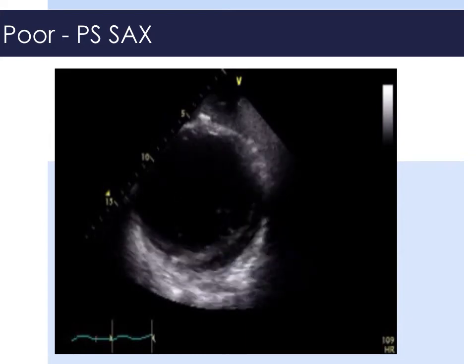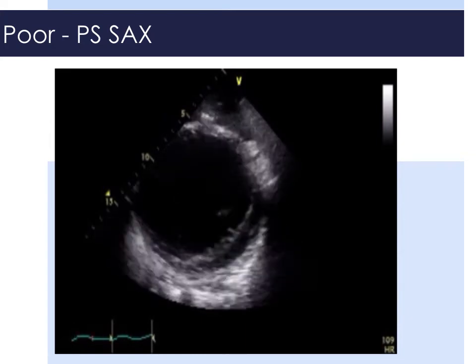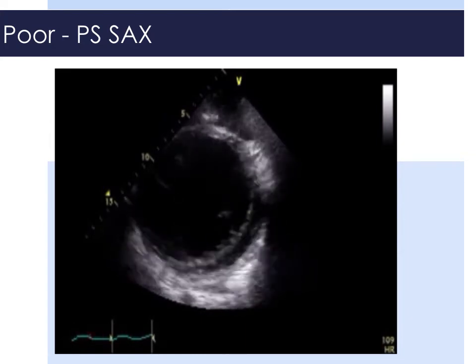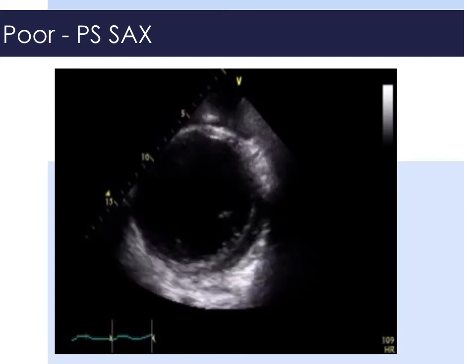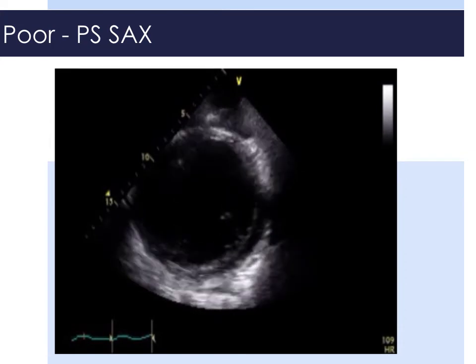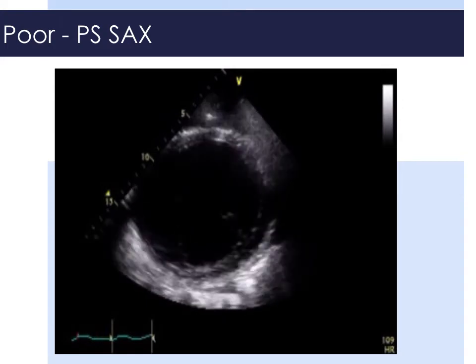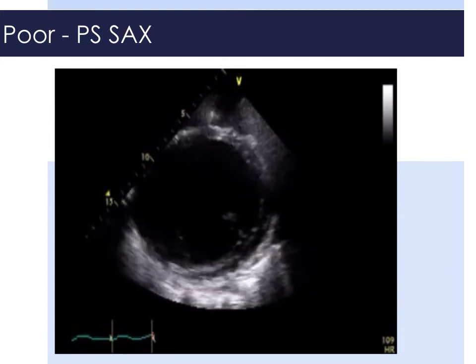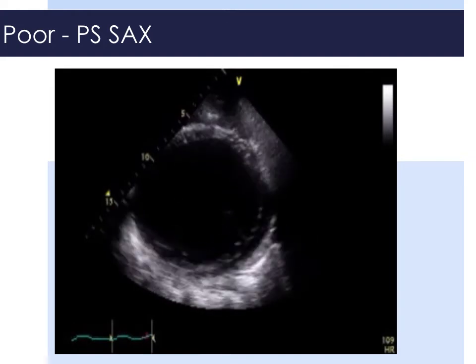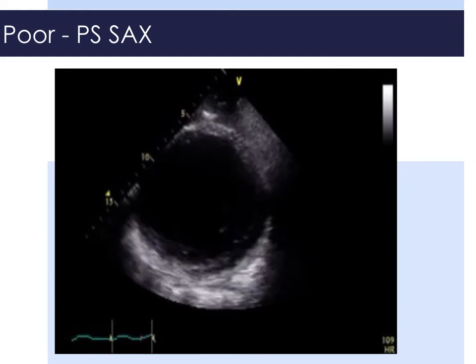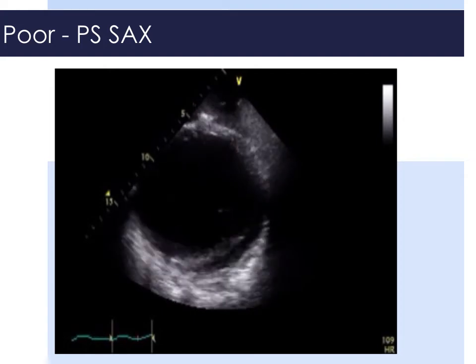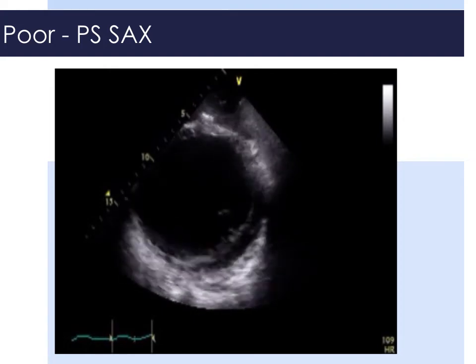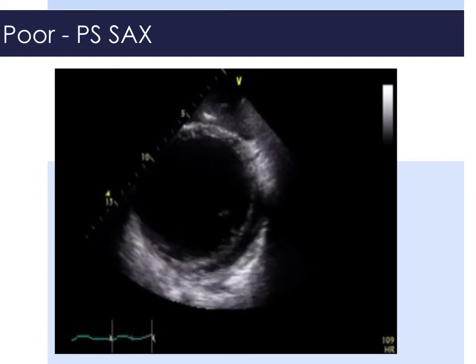The same poor functioning heart could be appreciated in this parasternal short axis view. We can clearly see increased internal dimension, a lack of thickening in systole in all the segments, and a small difference in internal dimension between systole and diastole. It is easily graded as a poor functioning heart.